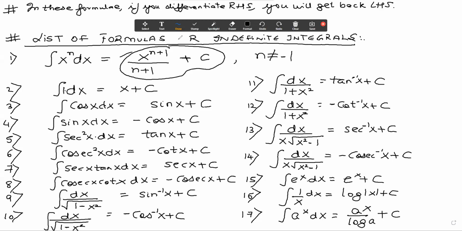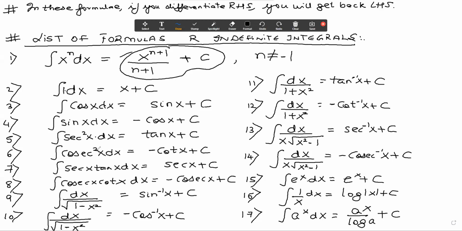So I repeat, the integral of x to the power n is x to the power n plus 1 upon n plus 1 plus c. Integral of dx will be x plus c. Integral of cos x dx is sin x plus c. Integral of sin x dx is minus cos x plus c. Integral of sec square x dx is tan x plus c. Integral of cosec square x dx is minus cot x plus c.